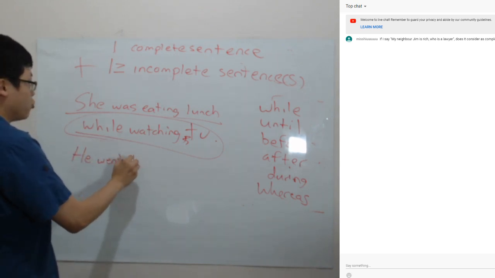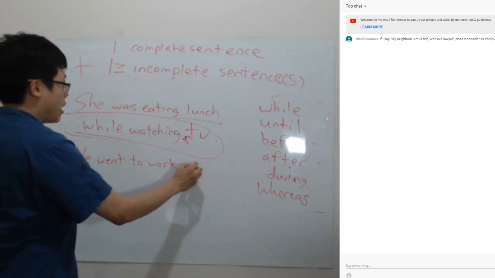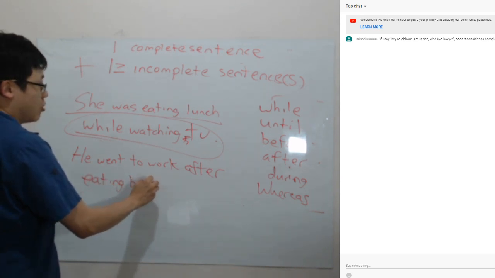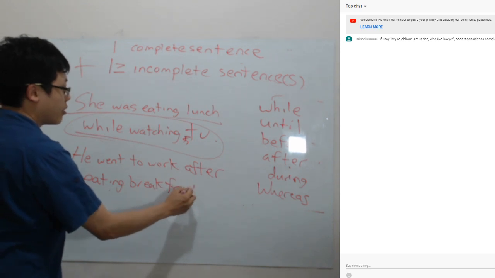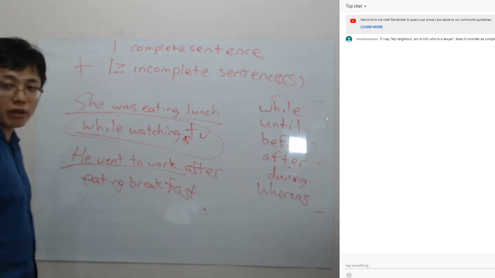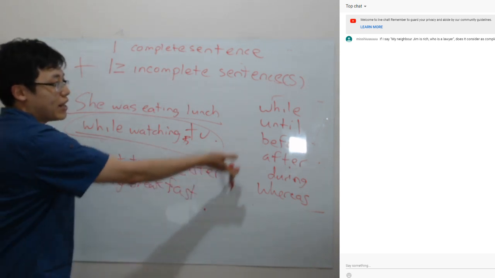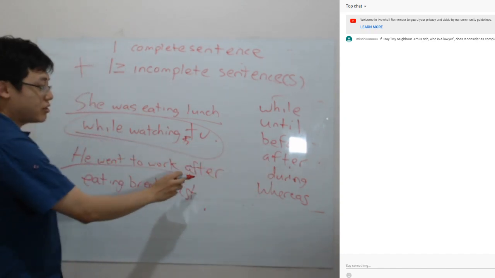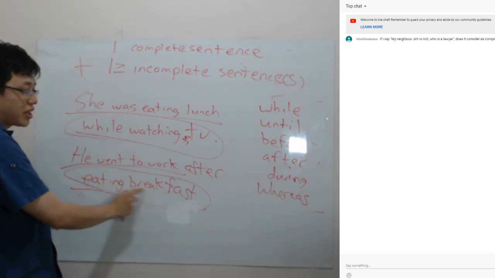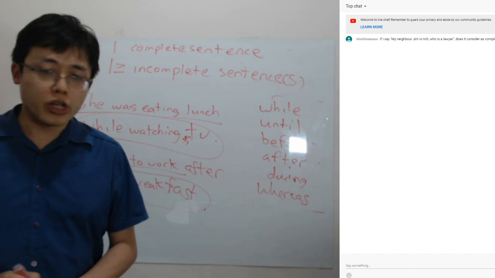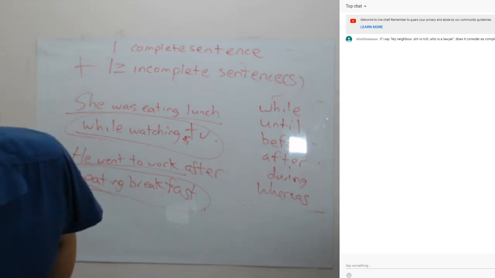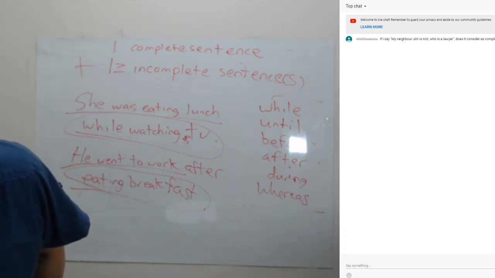I'll give you another example. He went to work after eating breakfast. Once again, you will see it quite quickly. He went to work is the complete sentence. I could put a period or full stop here, or I can use some subordinate clause, like after. This becomes a complex sentence because this is incomplete. Eating breakfast. So you'll notice, once you use a subordinate clause, it also becomes a complex sentence. Good question. Any other concerns, please continue to ask me.